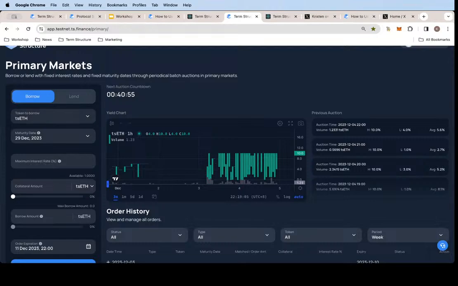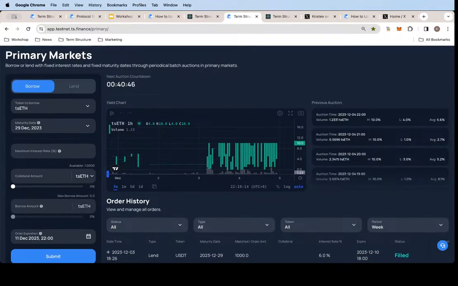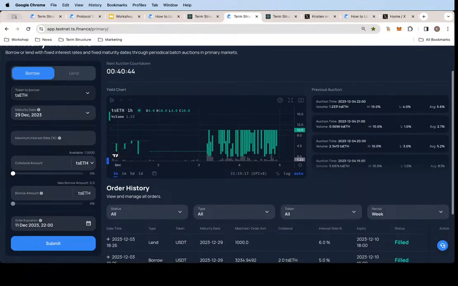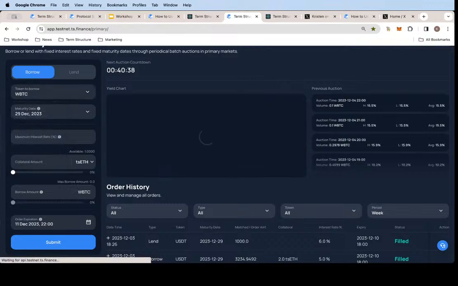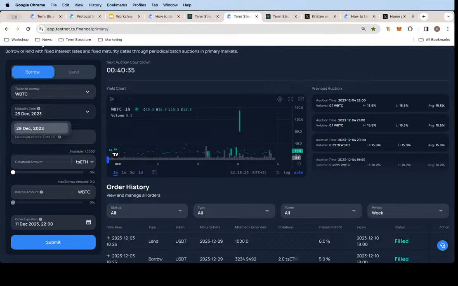And please note that, as we said earlier, primary markets allow you to borrow or lend with fixed interest rates and fixed maturity dates through the periodical batch auctions. So let's suppose I want to borrow WBTC, and the maturity date that I can select is December 29th, 2023. And then the maximum interest rate here means the maximum interest rate that I'm willing to pay in order to borrow WBTC. So you can just type in a number you like. So for instance, I would like to type in 5%.